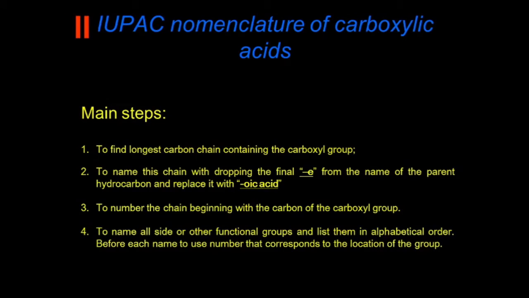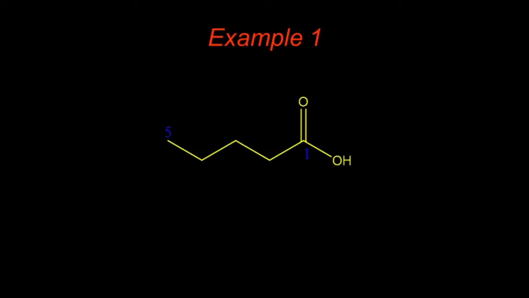Name all side groups or other functional groups and list them in alphabetical order. Before each name, use numbers that correspond to the location of the group. Let's name several structures of carboxylic acids. It is a carboxylic acid with 1, 2, 3, 4, and 5 carbon atoms in the chain.